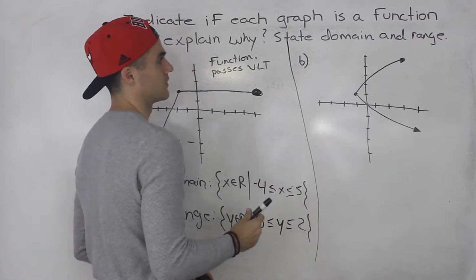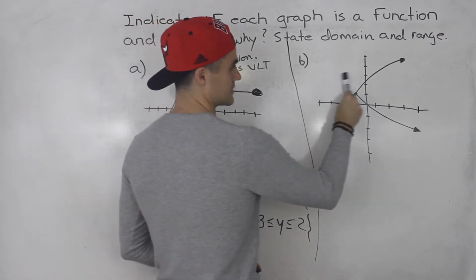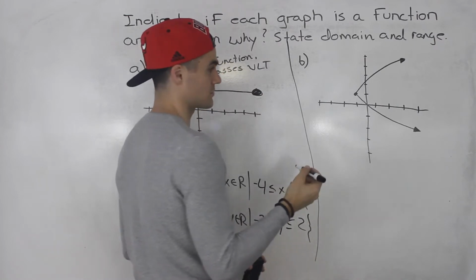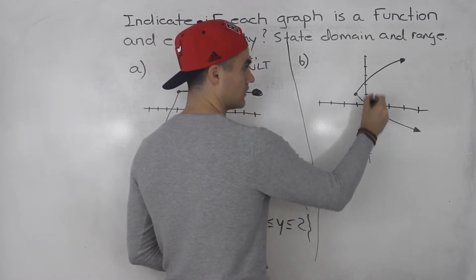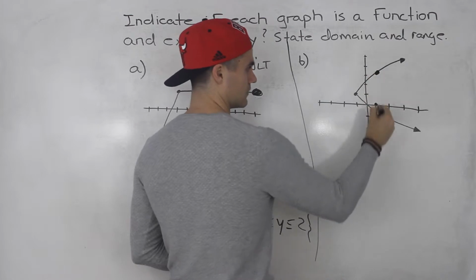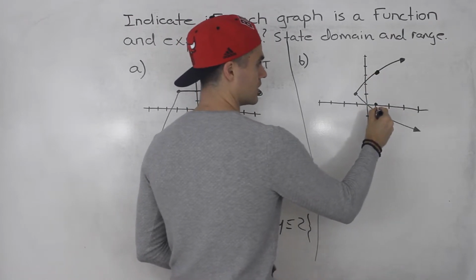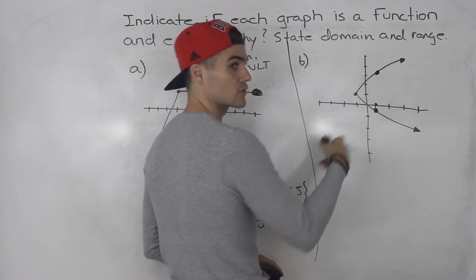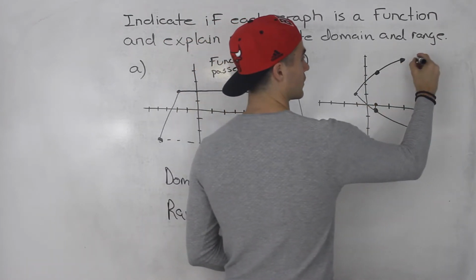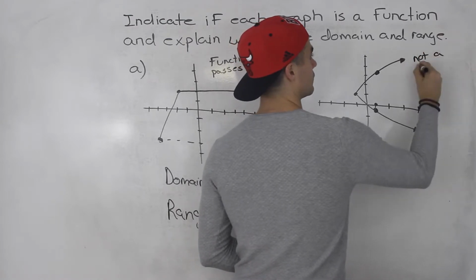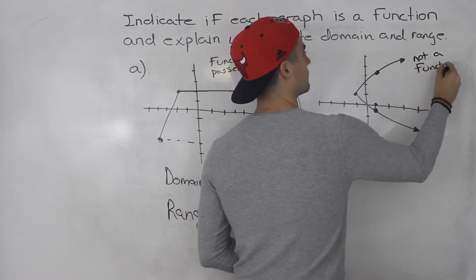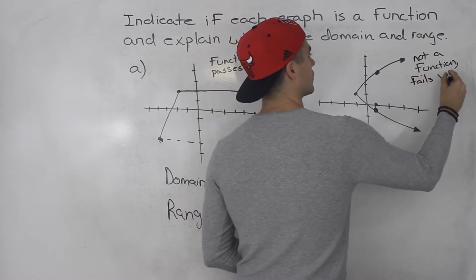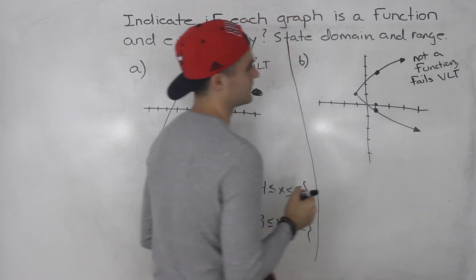Is this a function? Well, no, it's not, because it fails the vertical line test. Notice that for certain x values, there's multiple y values. So for an x value of 1, there's a y value here and a y value there. Multiple y values for a single x value. Therefore, it is not a function. Okay, it fails the vertical line test.